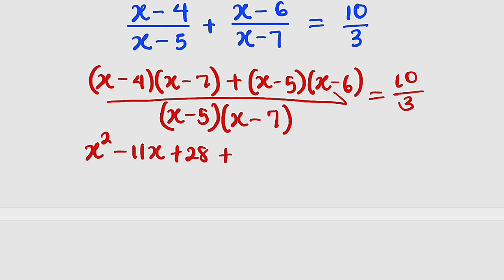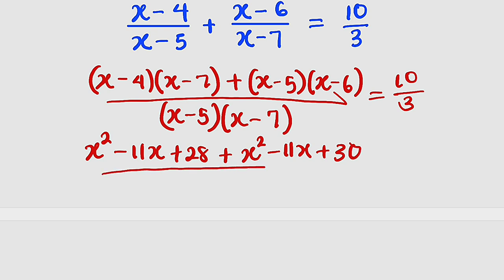Move to the next one. x times x is x squared. Add the constants. Negative 5, negative 6 is negative 11. Then you attach your x. Then you multiply them together. You get negative 5 times negative 6 is positive 30.